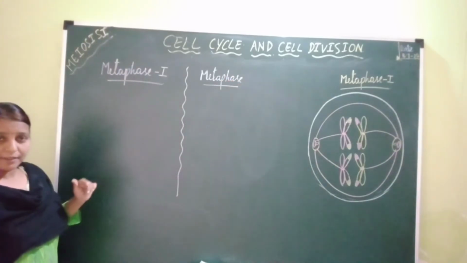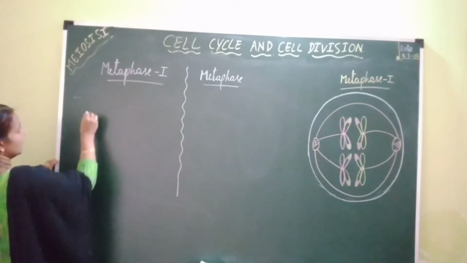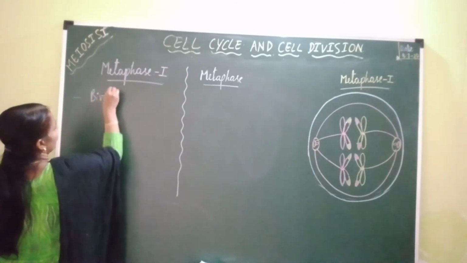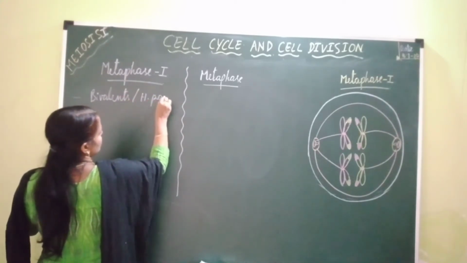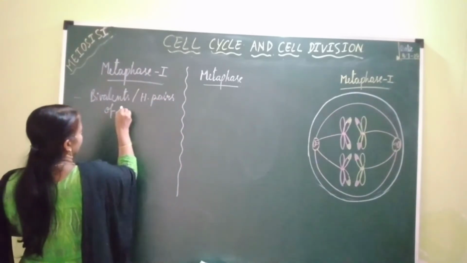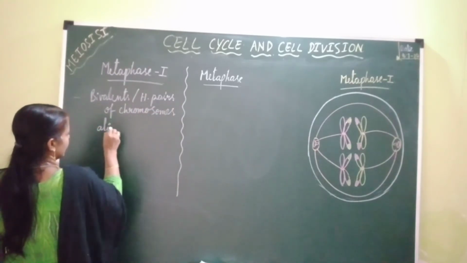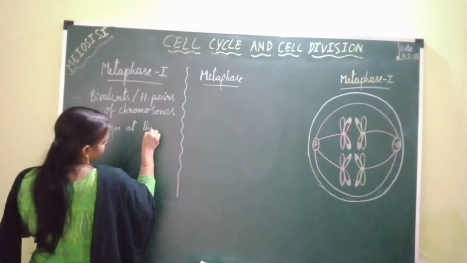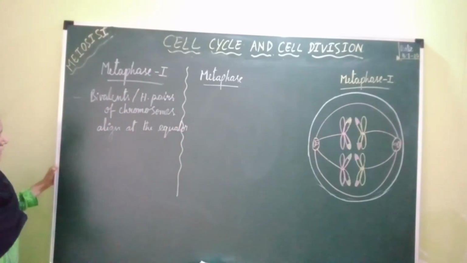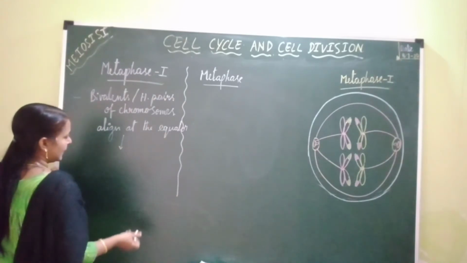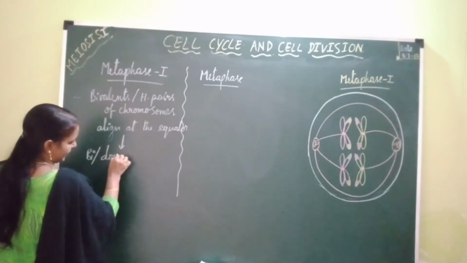Right. During the Metaphase-I of Meiosis-I, bivalents or homologous pairs of chromosomes align at the center of the cell, at the equator. Due to the alignment of these bivalents or homologous pairs of chromosomes at the equator, it results in the formation of a bimetaphasic plate or double metaphasic plate.